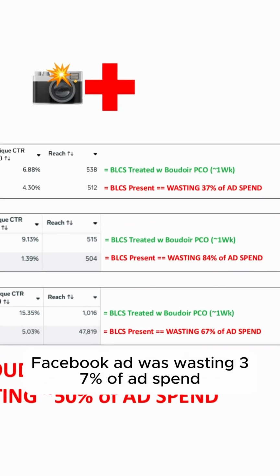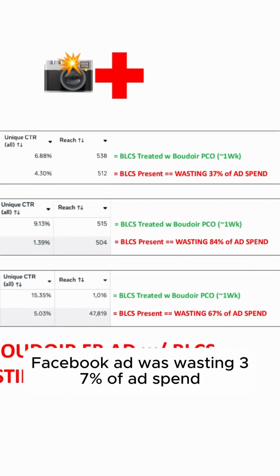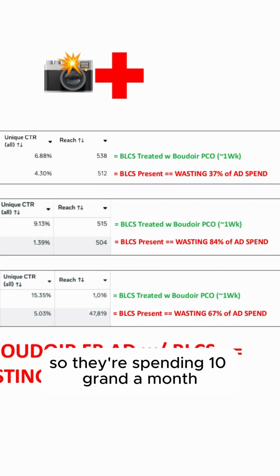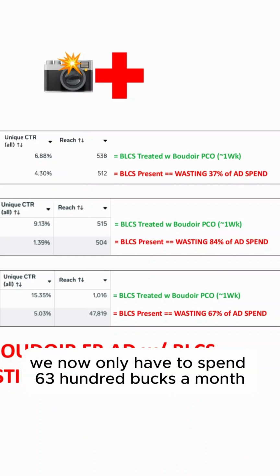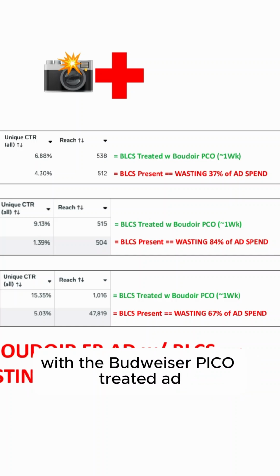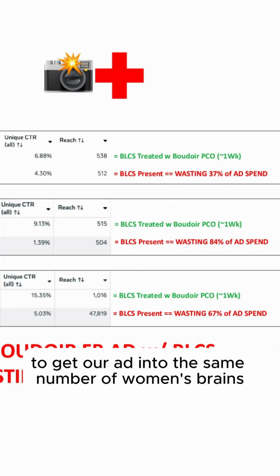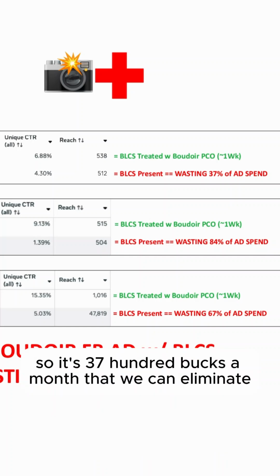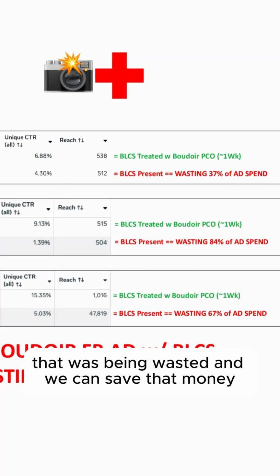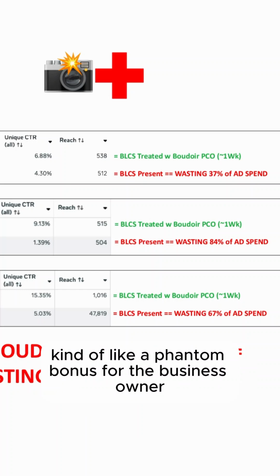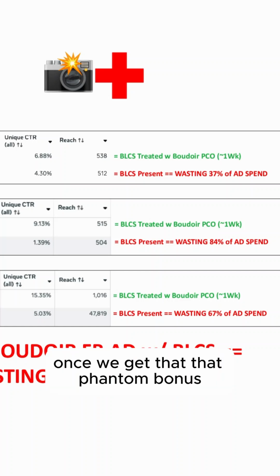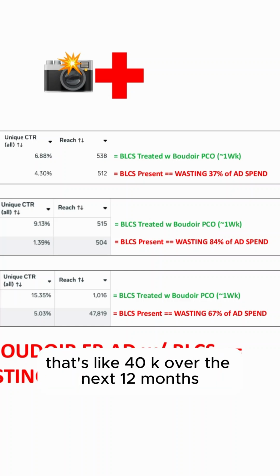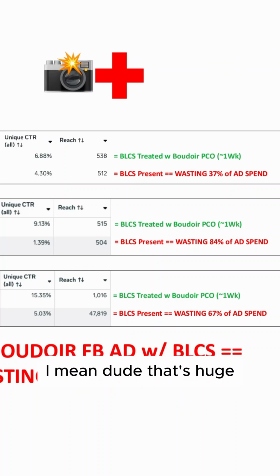So we found out the original boudoir Facebook ad was wasting 37% of ad spend. If they're spending 10 grand a month on boudoir Facebook ads with that original, then we now only have to spend $6,300 a month with the boudoir Pico treated ad to get our ad into the same number of women's brains. So it's $3,700 a month that we can eliminate that was being wasted, and we can save that money, kind of like a phantom bonus for the business owner. Once we get that phantom bonus, what's that, like 40K over the next 12 months? I mean, dude, that's huge.